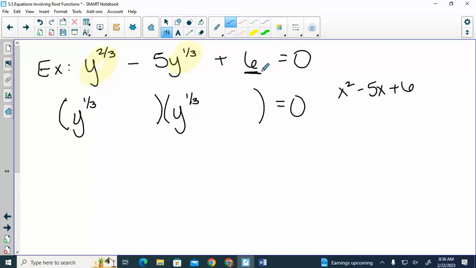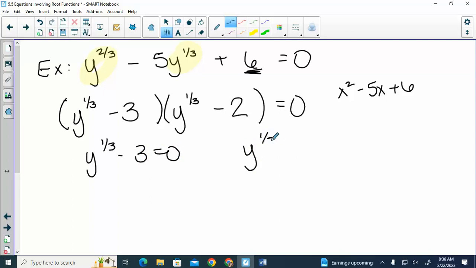All right. What multiplies to 6 and adds to negative 5? So now if we set each of those equal to 0, you need to multiply by 3, right?